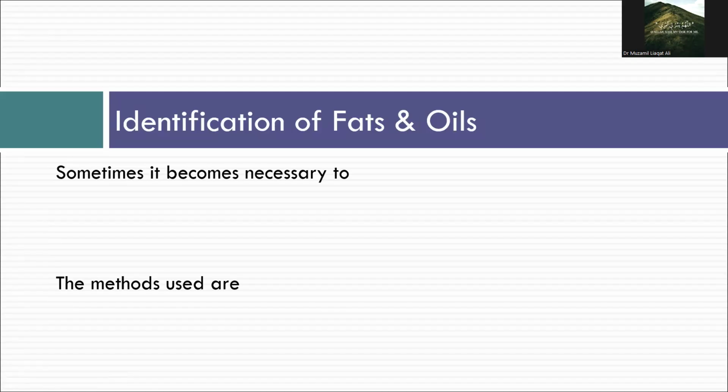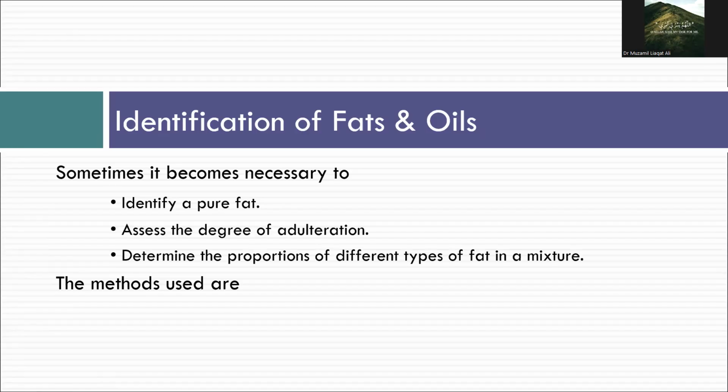So, how do you identify the fats and oils? Sometimes we need to identify a pure fat, detect adulteration, or determine fat proportion in a mixture. For this, we use three important numbers: saponification number, acid number, and iodine number. So let's discuss these numbers.